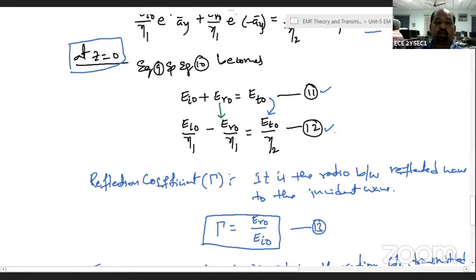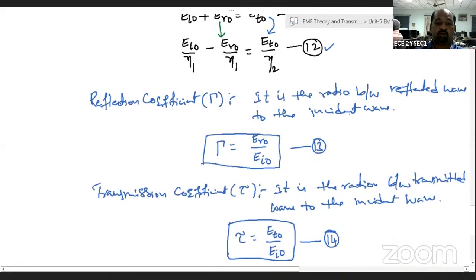Solving equation 11 and equation 12, we will get the reflection coefficient and transmission coefficient. What is meant by reflection coefficient? Reflection coefficient is the ratio ER by EI, that means reflected wave to the incident wave.